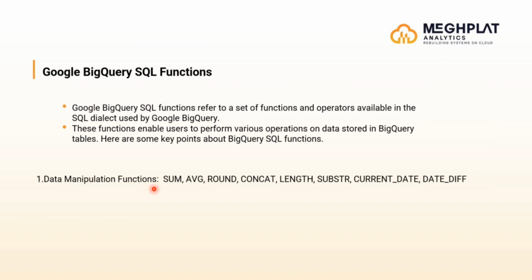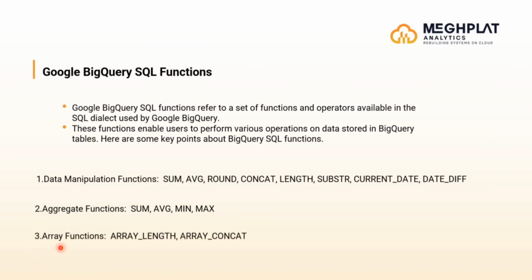The first one is data manipulation functions, which include sum, average, round. These are all performed on the integers, numbers. This is for strings, that is concat, length, substring, current date, and date difference. The next one is aggregate functions. Aggregate functions are sum, average, min, and max. These are all used with group by statements. The next one is array functions that include array length and array concat.